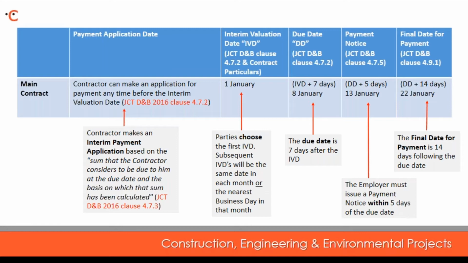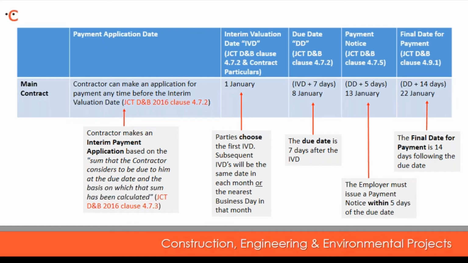Where the interim payment application is received by the employer later than the relevant interim valuation date, the due date shall be 7 days after the date of receipt by the employer. Not later than 5 days after each due date, the employer must give a payment notice. If no payment notice is given, the contractor's interim payment application operates as the payment notice. So in our example on the slides, the employer must issue a payment notice on or before the 13th of January.